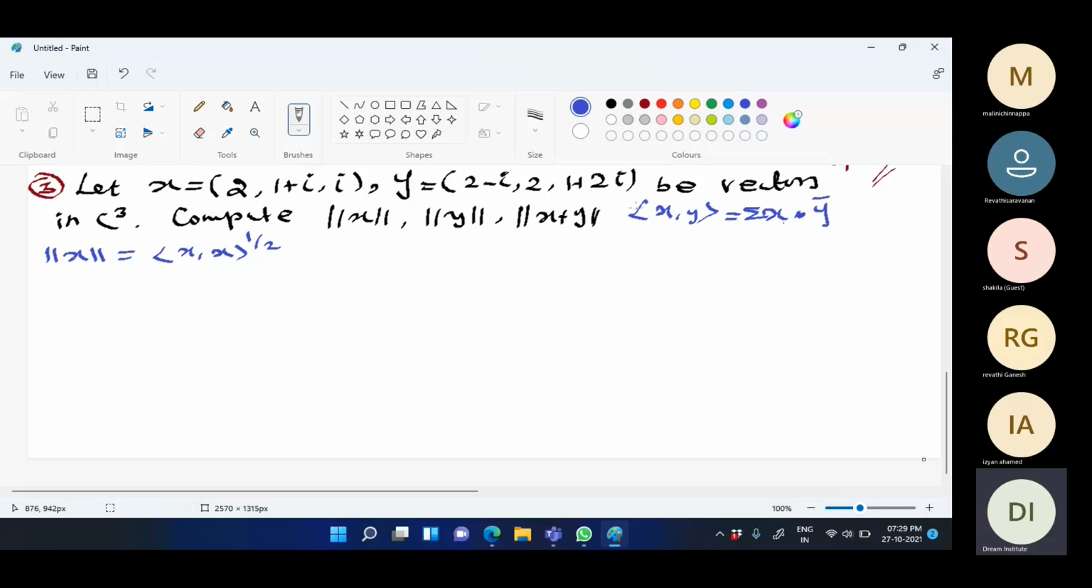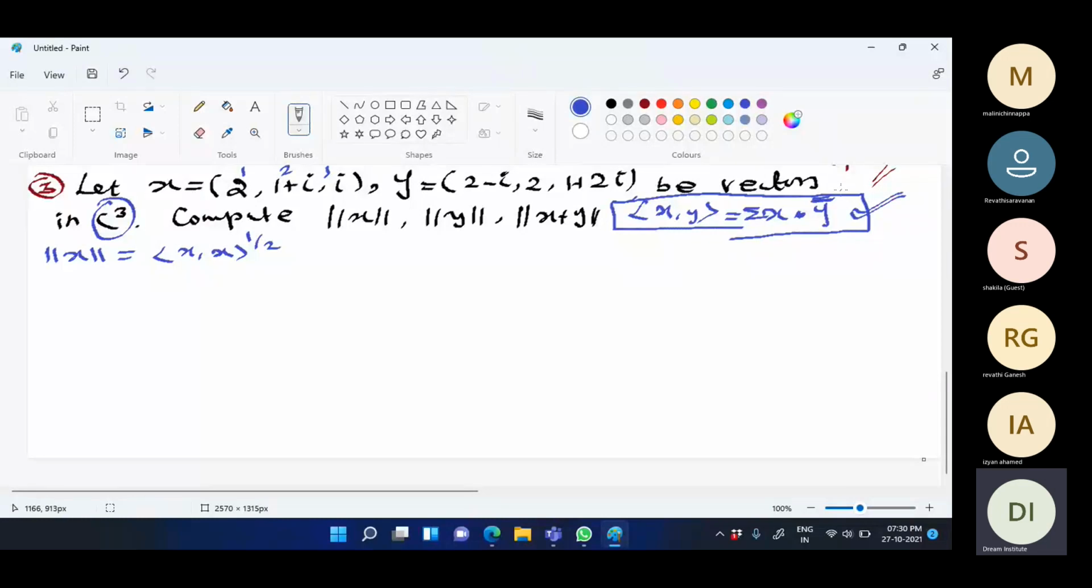In the inner product, we need to put a bar, and bar means we have to take the conjugate, because we are dealing with complex numbers. Here it is C power 3. Why power 3? First dimension, second dimension, third dimension. So here also we have x1, x2, x3, y1, y2, y3. All the vectors we are taking from C power 3, the third dimension of complex numbers. This is the basic formula for the given question.